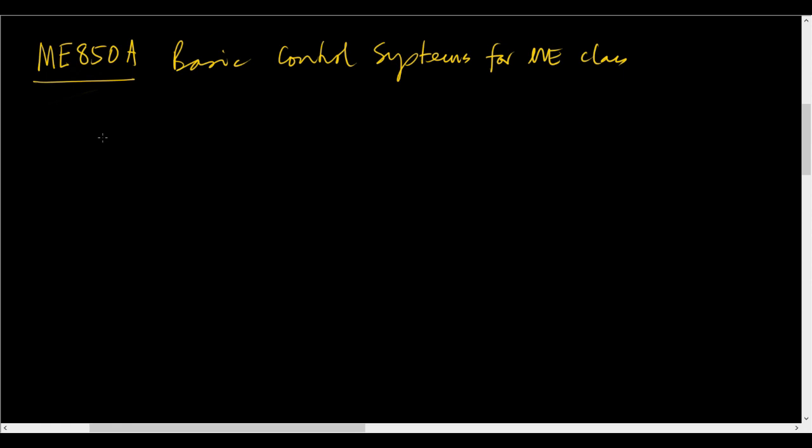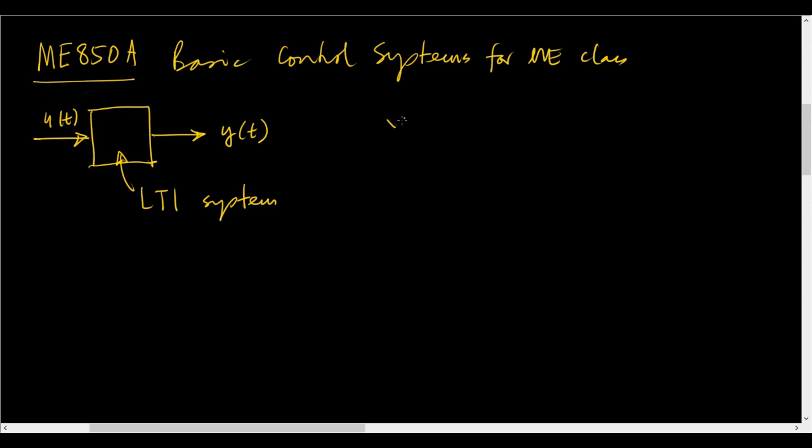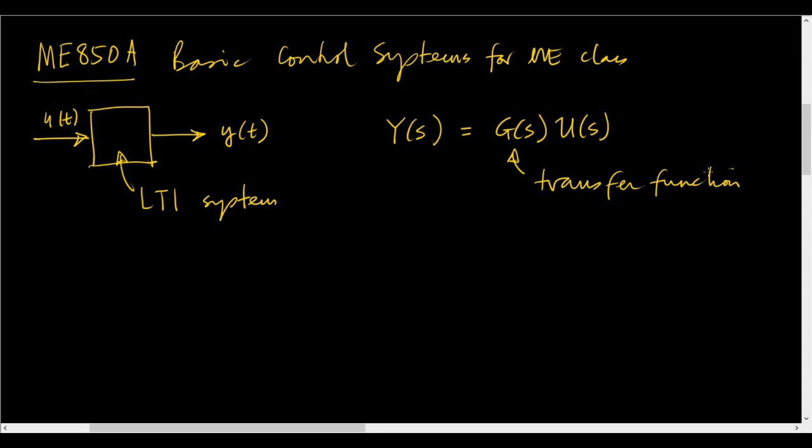We have seen that if I have a linear time invariant system and I have an input u of t and a scalar output y of t, then y of s in the Laplace domain is equal to some g of s times u of s, and this is called the transfer function. We have seen this. Now for an engineering system, we can write the equations, take Laplace transforms and calculate the transfer function.